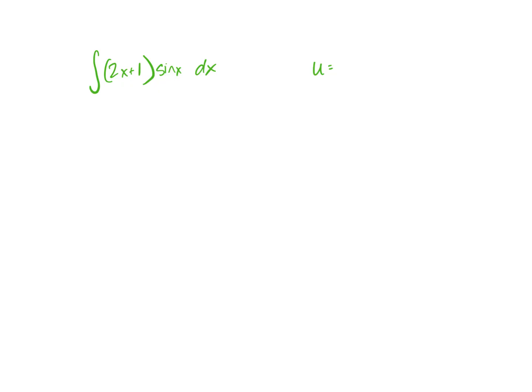All right, you guys, what's my u? dv. And how do I make that decision? sin x doesn't get simpler when I take its derivative. Everybody good? So du equals 2 dx. v equals negative cosine x. Oh wait, just negative cosine x. And this was sine x dx.